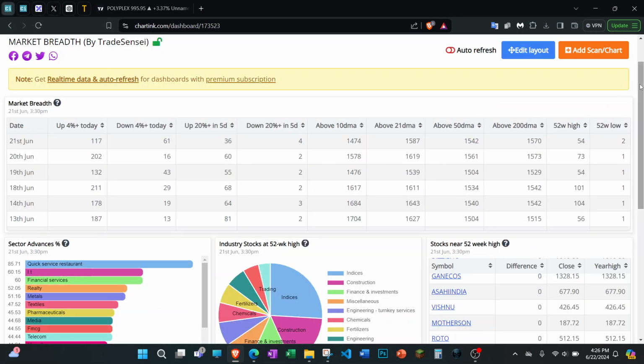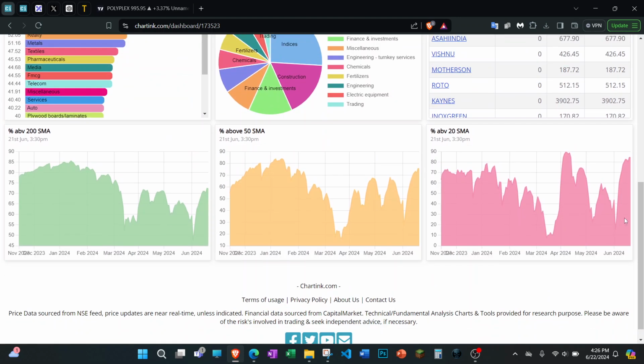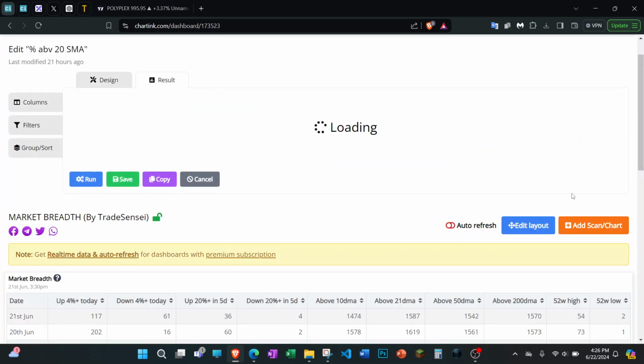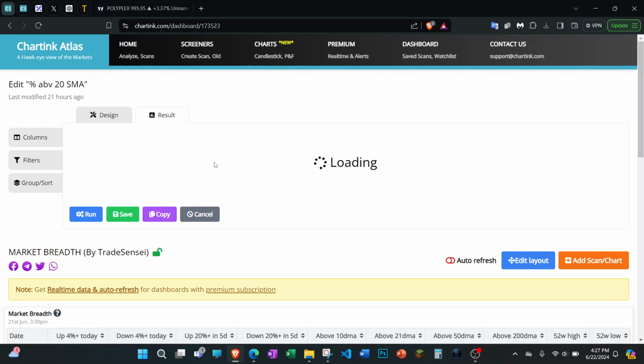If I tell you a simple way to gauge the market health for the very short term, just go to this section, that is the percentage of stocks above the 20 days simple moving average. Here you can check the data point for the last 375 days. So it's taking a little bit of time to load.